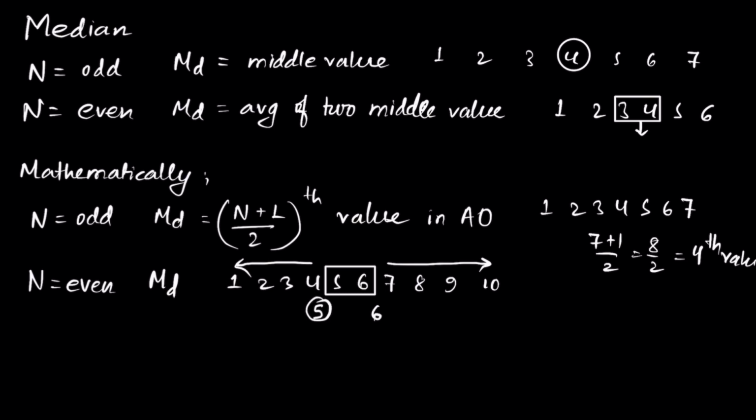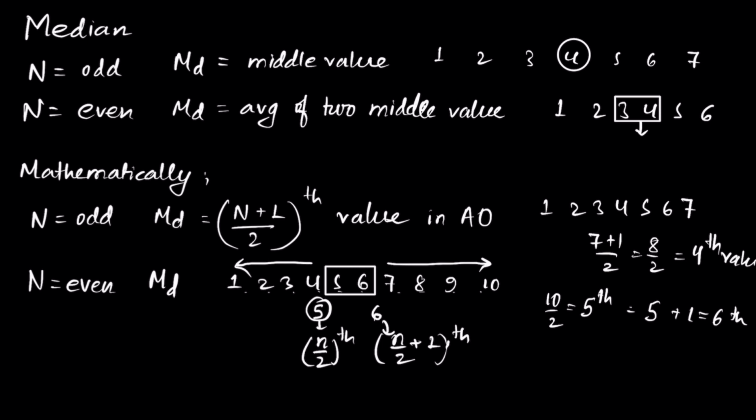5 is your n by 2th item. N is 10, divided by 2, 5. And what is the fifth item? Sorry, yeah, n by 2th item. So 10 by 2, 10 is the total number of items. 1, 2, 3, 4, 5, 6, 7, 8, 9, 10. 10 divided by 2 comes out to be 5. The fifth item is 5. Similarly, this right here is one item after the fifth item, or the sixth item. 5 plus 1, sixth item. Or in other words, you can write it as the n by 2 plus 1th item.